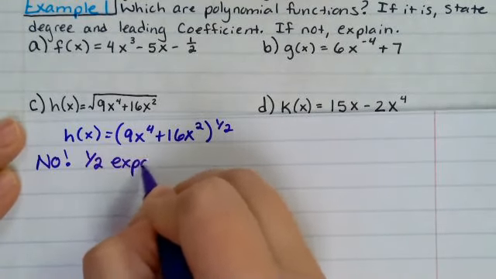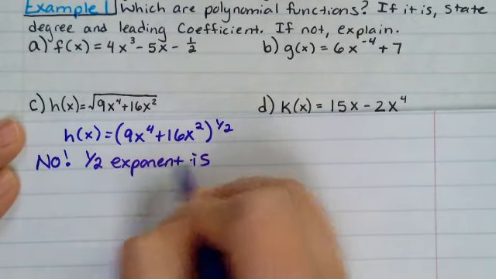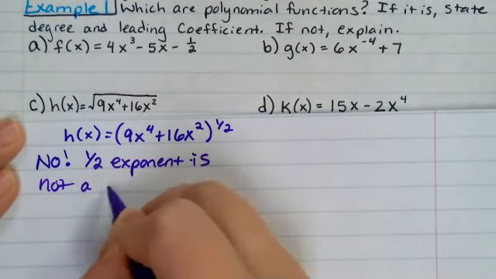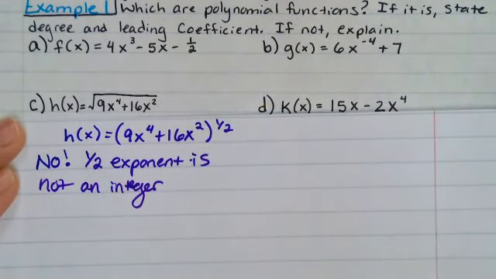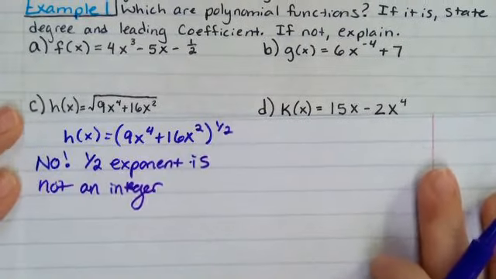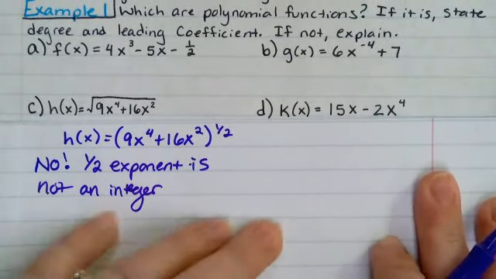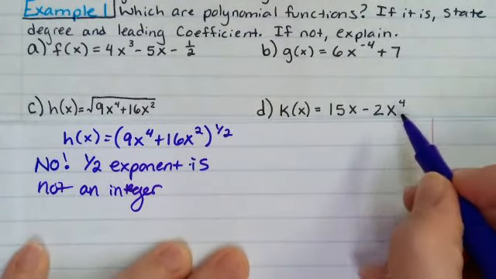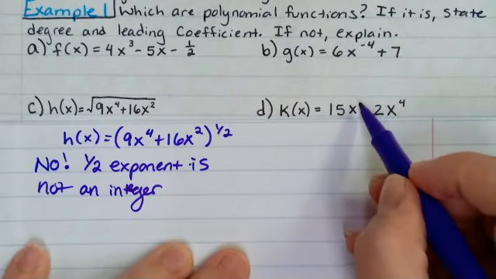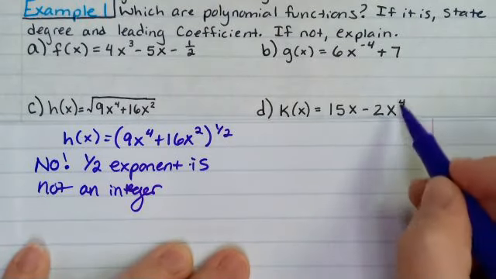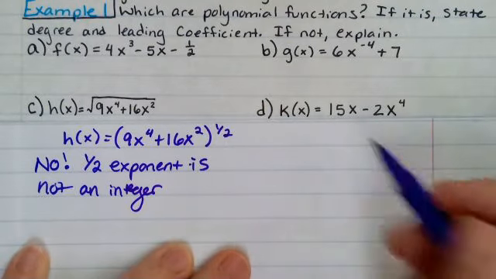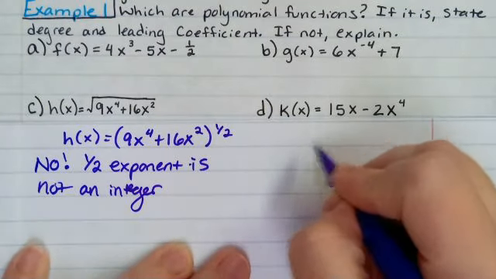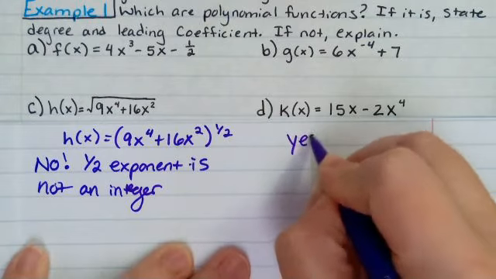1/2 exponent is not an integer. Okay, if I could spell, that would be cool. All right, last one. This one should be easier, okay? D. We're looking at this guy. Look at your exponents. The exponent on this first one is a little invisible 1. The exponent on the other one is a 4. Those are both non-negative integers. We're solid, okay? I don't have any imaginary numbers. We're looking good. I would say, yes, this is a polynomial function.